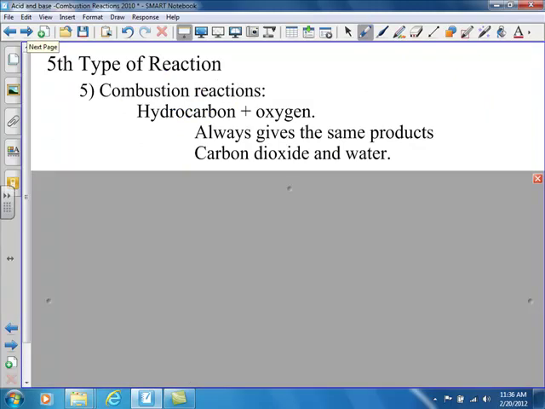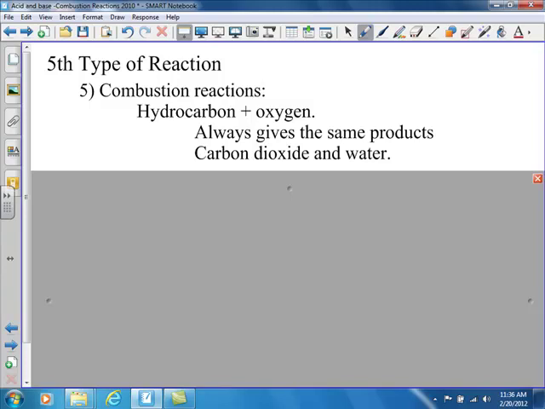Now we're going to go on to our fifth and final type of reaction. Our fifth and final type of reaction is called a combustion reaction. Okay? Now, a combustion reaction is basically burning something.